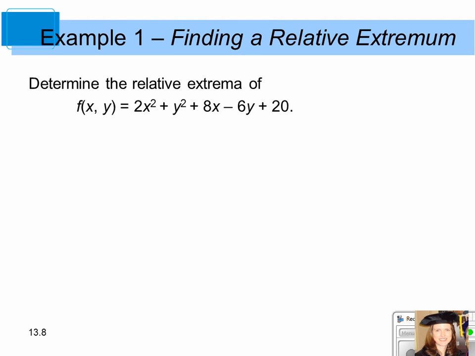In this example, we're going to be finding the relative extrema. Determine the relative extrema of this function f(x,y) = 2x^2 + y^2 + 8x - 6y + 20. We can find those critical points by finding the partial derivative with respect to x, finding out where that is equal to 0, and then taking the partial derivative with respect to y and finding out where that is also equal to 0.